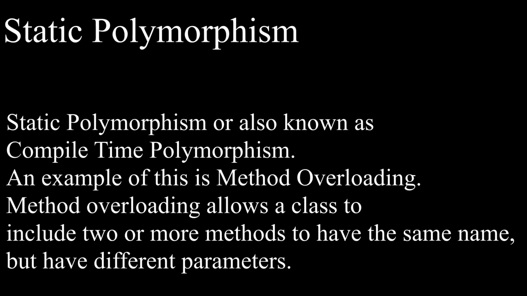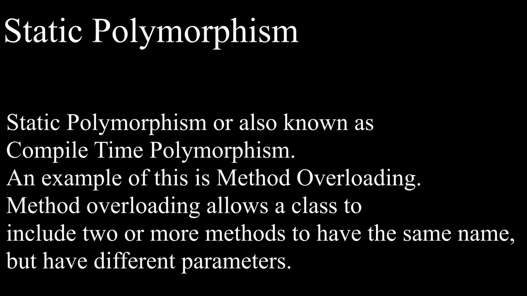So now, let's talk about the two types of polymorphism in Java. The two types of polymorphism in Java are static polymorphism and dynamic polymorphism. First, let's talk about static polymorphism, also known as compile-time polymorphism. An example of this is method overloading. Method overloading allows a class to include two or more methods that have the same name but different parameters.